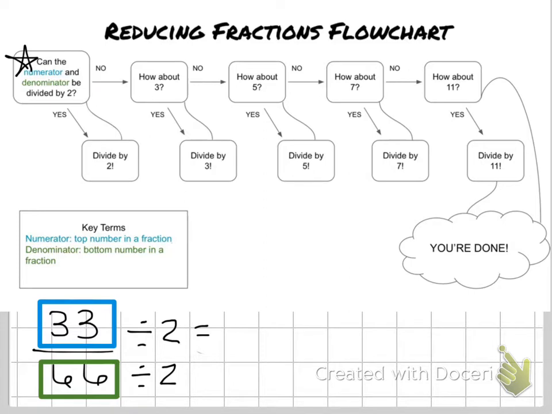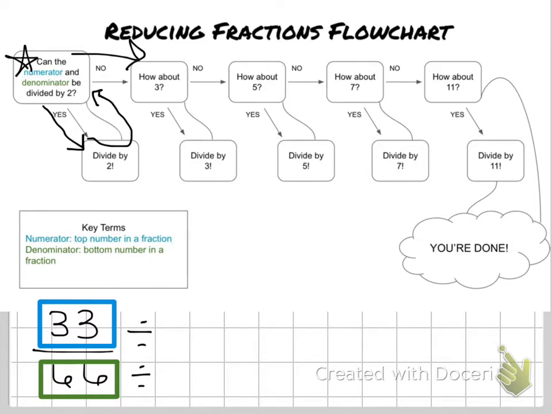So I immediately see that 33 does not divide by 2. 33 divided by 2 is not an even number, so that does not work. However, 66 divided by 2 does give me 33. But I know that both of them have to work in order for me to use that number. So I gave it a try. I did divide by 2, and then I came back up here, but it didn't work. So I just moved along.